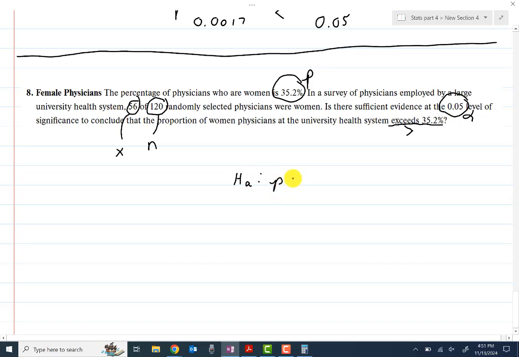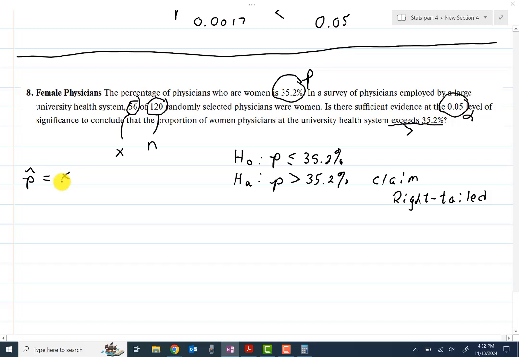So we'll have p greater than, well, I'm going to keep it as percentages for my statement, 35.2%. This is the claim. And we can see that it's right-tailed. So then H naught, p has to be less than or equal to 35.2%.